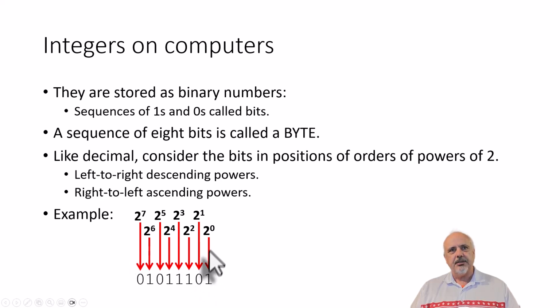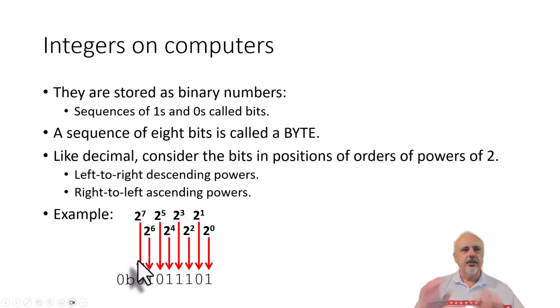So the ones place would be 2 to the 0. 2 to the 1 would be the 2's place. 2 squared is the 4's place. 2 cubed is 8. 2 to the 4th is 16. 2 to the 5th is 32. 2 to the 6th is 64. 2 to the 7th is 128. So those are the positions.